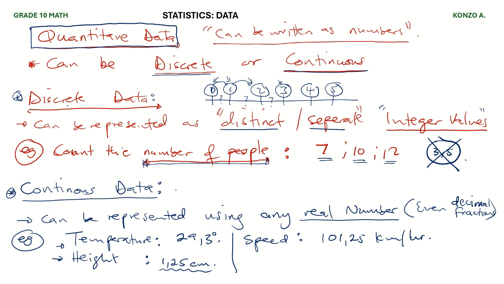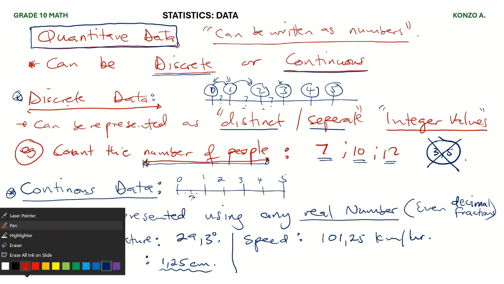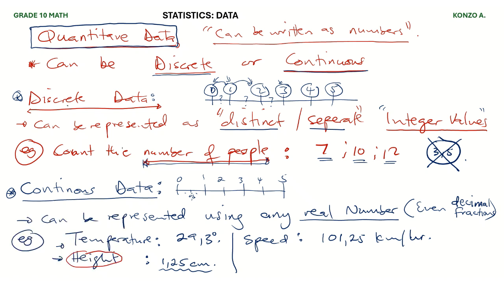Let's come to continuous. Continuous data, however, uses the entire number line. It doesn't matter whether it's integers or whatnot. Everything on the number line has a role to play. So even these 0,1 and 0,5 can actually represent some kind of information. What kind of data is this? Let's give an example. Let's take a look at height, for example, someone's height. We can definitely have a height like 1,25. We can definitely have a temperature like 29,3. We can definitely have a speed like 101,25, or whatever it is, in kilometers per hour or meters per second, whatever it is that we're discussing. So this kind of data that can be represented as any real number is called continuous data.